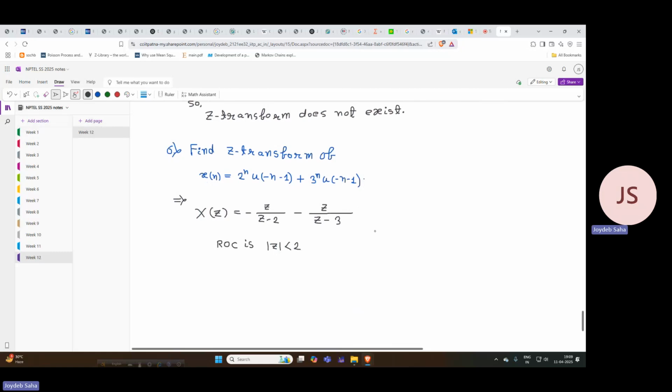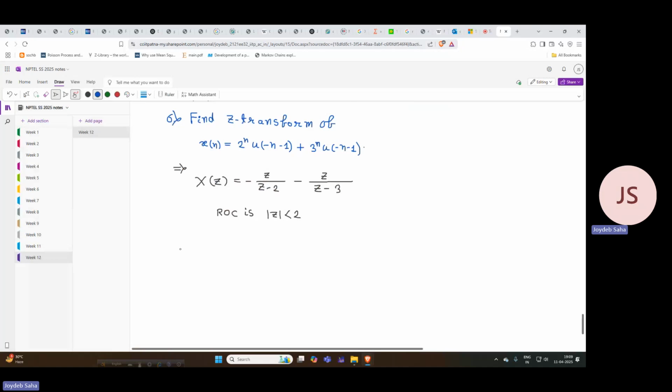Take 1 more minute and try to understand what we have done here. If there is any query, you can ask. Okay, then let us move to the next problem. Sure. This is very interesting problem.